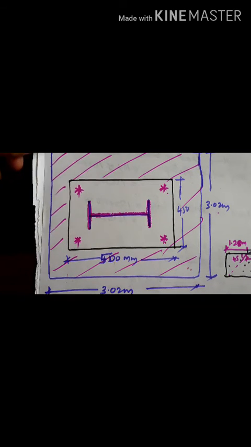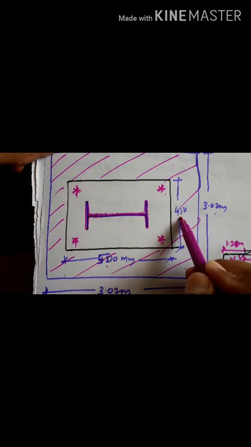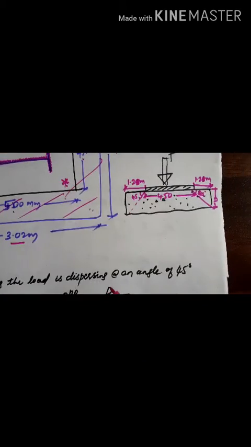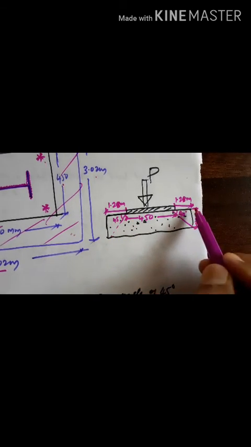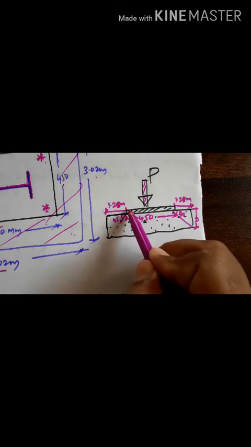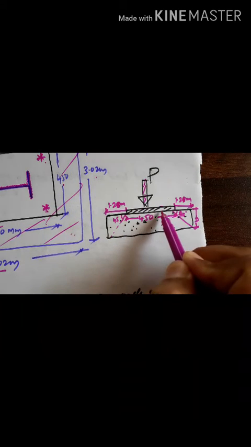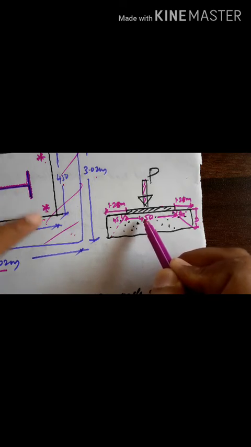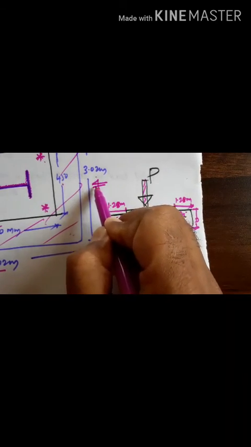Now mark the 500 by 450 here. This 500 and 450 is the section of the concrete pedestal. This is the load coming on the base plate. This is the base plate kept on the concrete pedestal of size 450 by 500. This view I have taken, this side view.